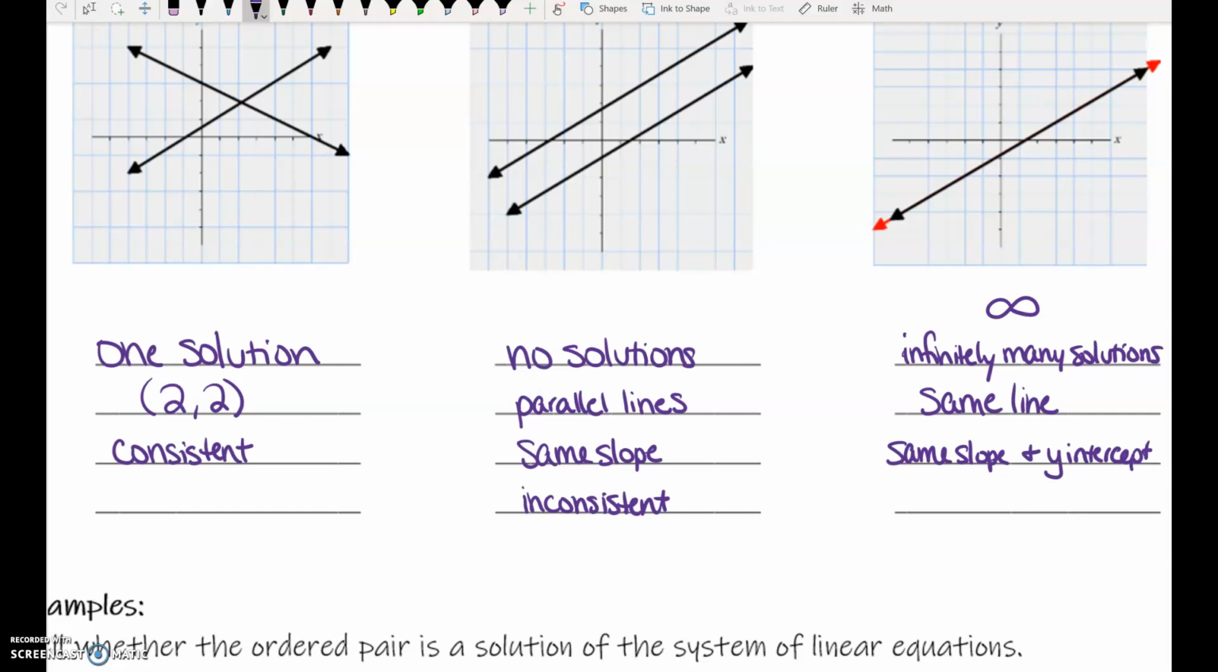It's many solutions because this point is a solution, and this point, and this point, and this one, and this one, and so on. There's an infinite number of points on that line that work for both of them. Because there are solutions, it is called a consistent system.